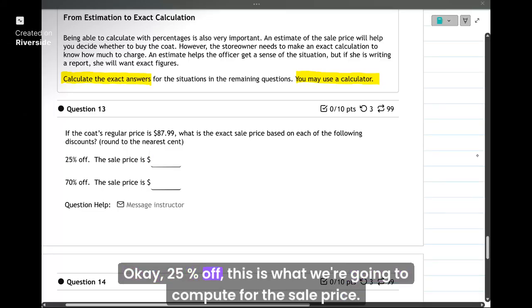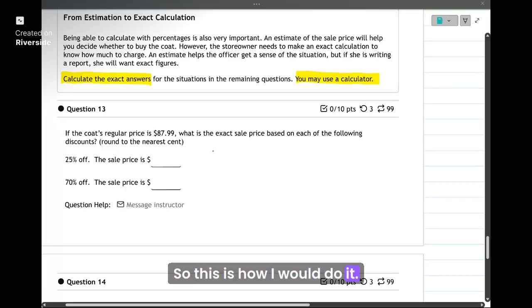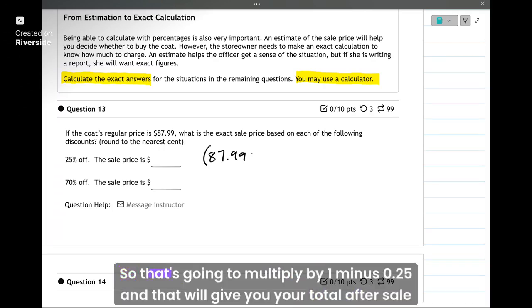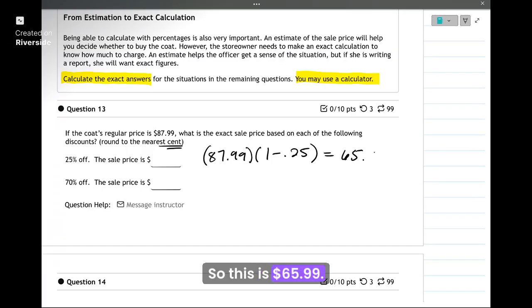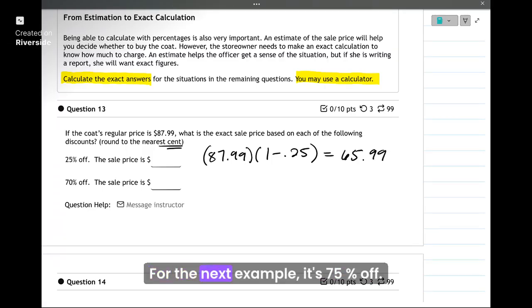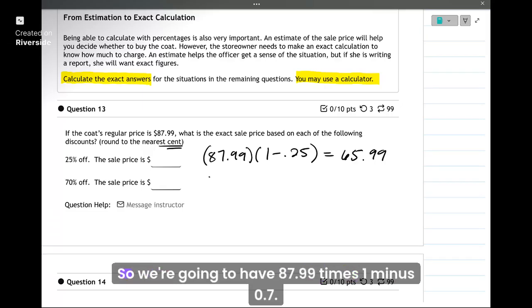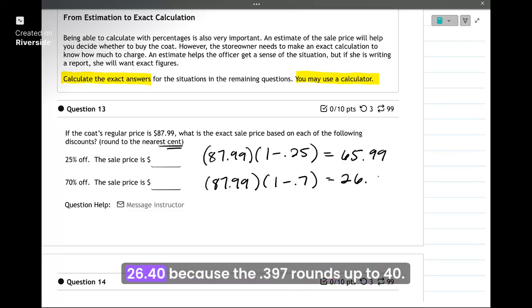Okay, 25% off. This is what we're going to compute for the sale price. So this is how I would do it. I would do 87.99. We want 25% off, so that's going to multiply by 1 minus 0.25, and that will give you your total after sale price. And we're rounding to the nearest cent. So this is $65.99. For the next example, it's 75% off. So we're going to have $87.99 times 1 minus 0.7. And that's going to be 40, because the 0.397 rounds up to 40, right?